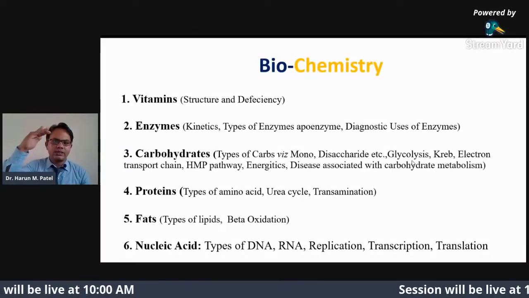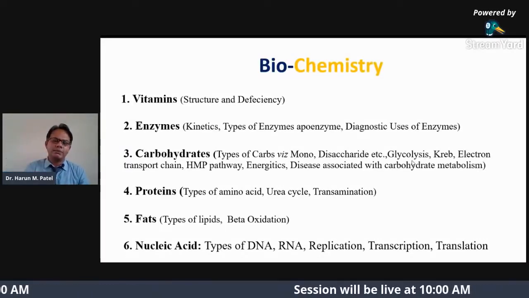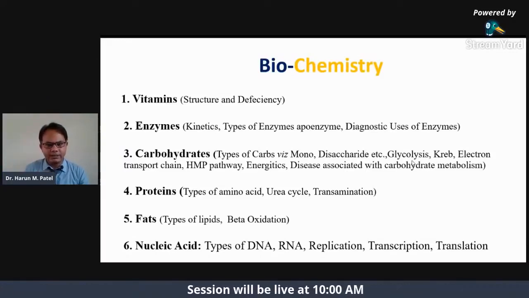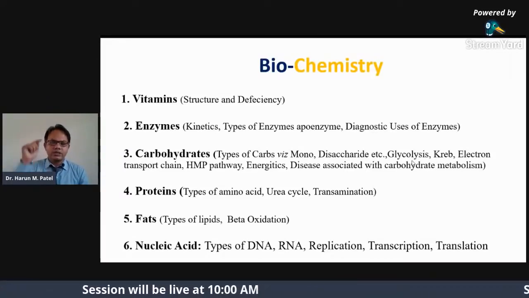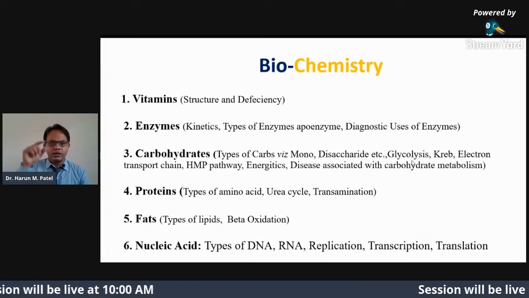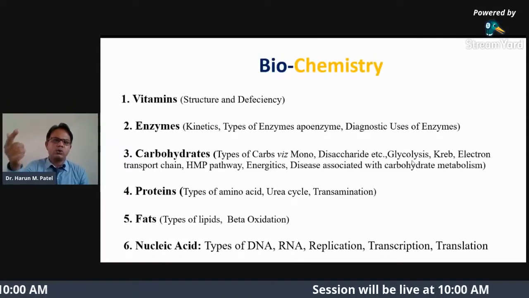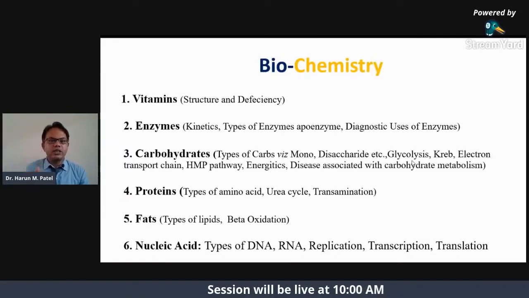You know that glycolysis starts with glucose and ends at pyruvate, or I can say pyruvic acid. So what you have to read in glycolysis are the different stages of glycolysis and the different enzymes which convert glucose to glucose 6-phosphate, likewise till pyruvate.